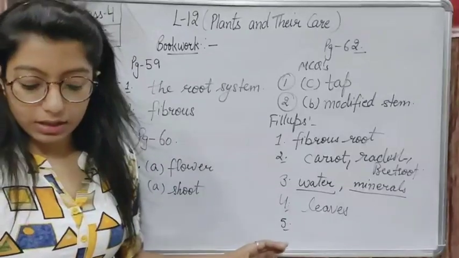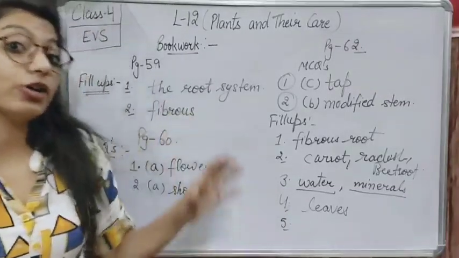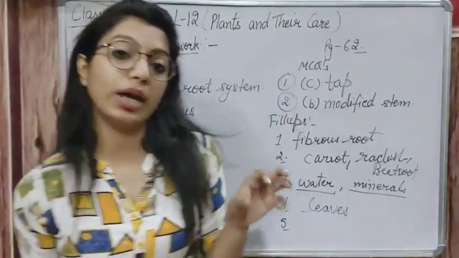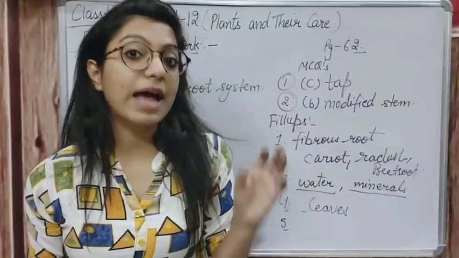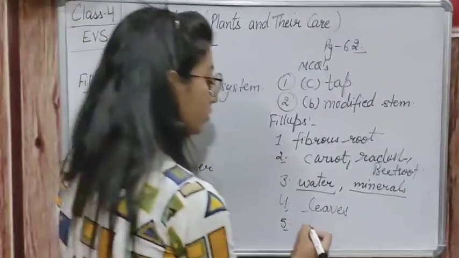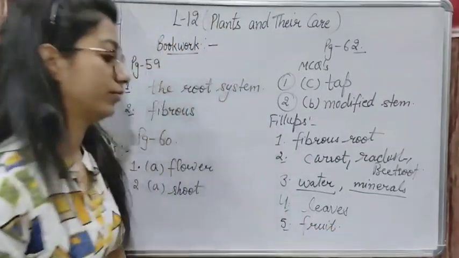The dash is the part of a plant that contains the seed. Part of plant that contains the seed. Part batao plant ka jiske andar seed hota hai. Yes, that is called fruit.